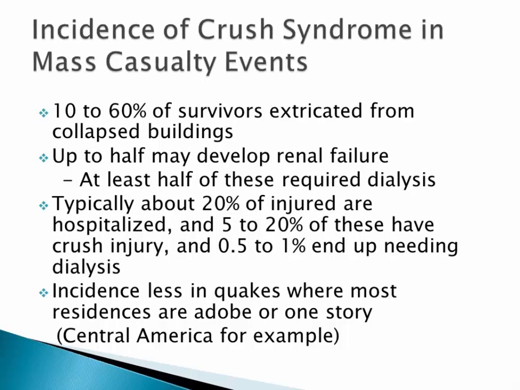Now, in these mass casualty events, these are rough estimates from the literature, but basically 10 to 60% of survivors are extricated from collapsed buildings, or 10 to 60% of people will survive in these disasters. Up to half, though, may develop renal failure, and at least half of the people that develop renal failure will require dialysis. Typically, reviewing the literature in these mass disaster events, about 20% of injured are hospitalized, and anywhere from 5 to 20% of those have crush injuries, with up to 1% eventually needing dialysis.